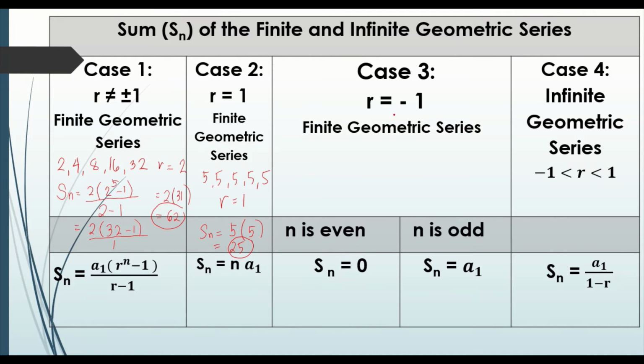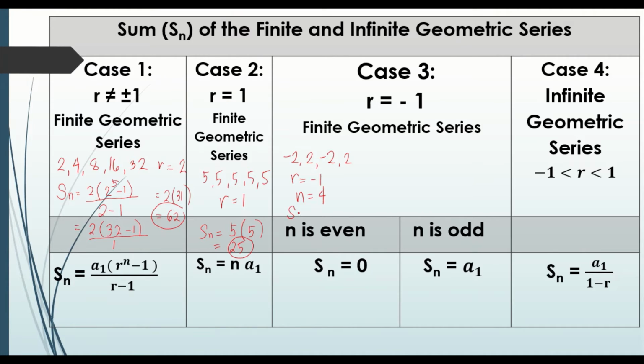And in case number 3, r is equal to negative 1, or our common ratio is negative 1, and it is a finite geometric series. So we have two cases in this given: if n is even and if n is odd. Let's first have n is even. For example, negative 2, 2, negative 2, 2. If we observe and get the common ratio, it will be negative 1. And the number of terms is 1, 2, 3, 4, an even number.